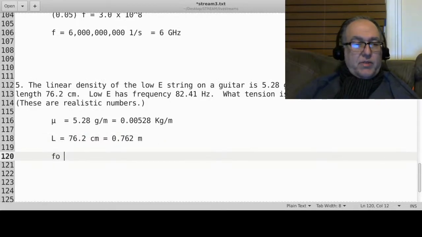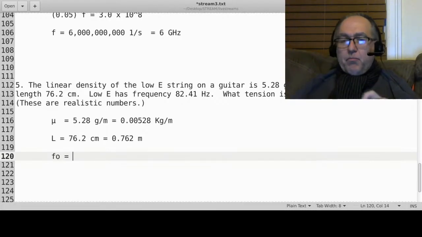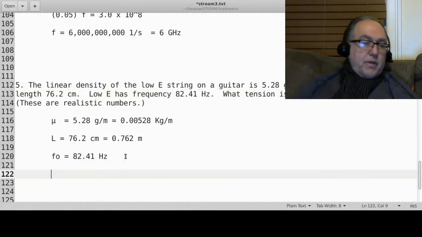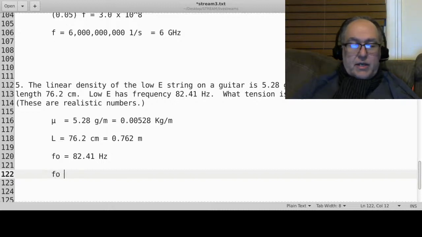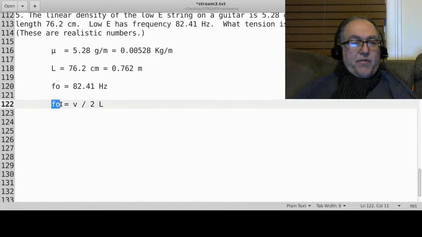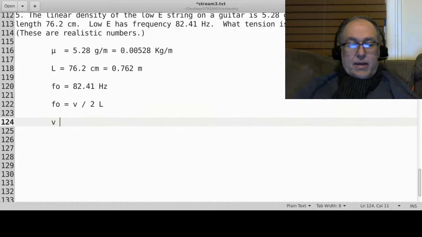I tell you the fundamental frequency, because the string can actually vibrate at more than just one frequency, and I'll show you what those are when we're done. The fundamental frequency is 82.41. Now what? Well, there's a relationship between the fundamental frequency and the velocity of waves in the string, and it's this relationship right here. The fundamental frequency is equal to the velocity divided by 2L. So the velocity can be written as 2L times that fundamental frequency, and we have all those numbers.